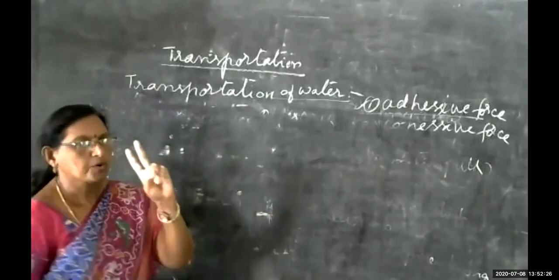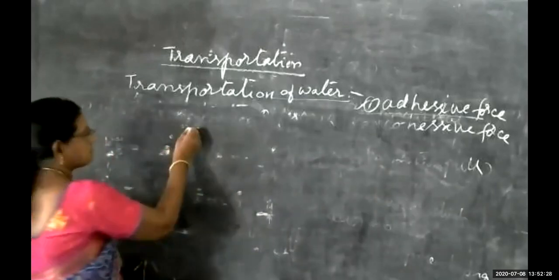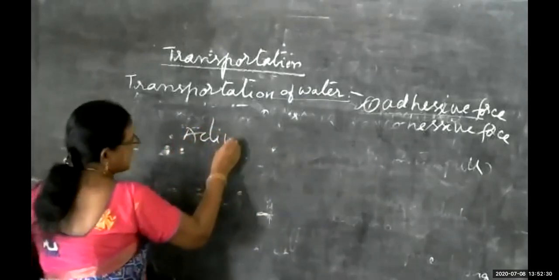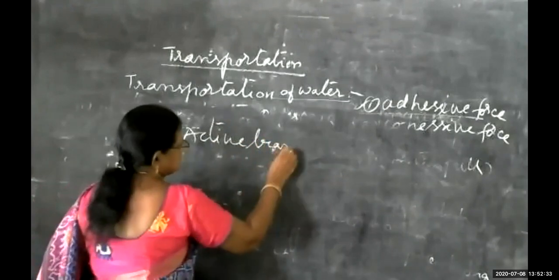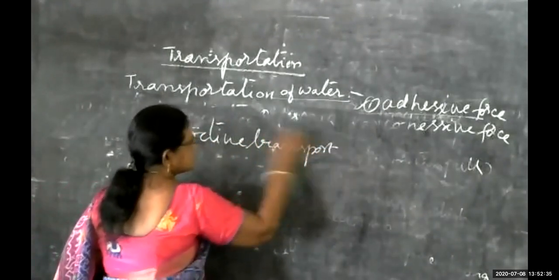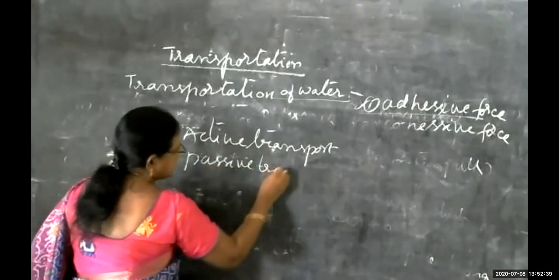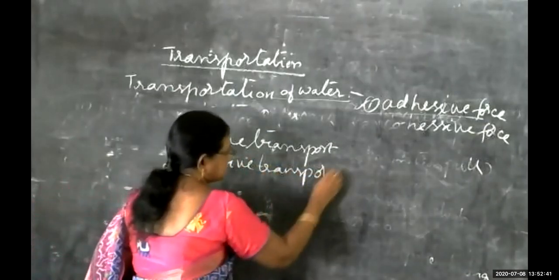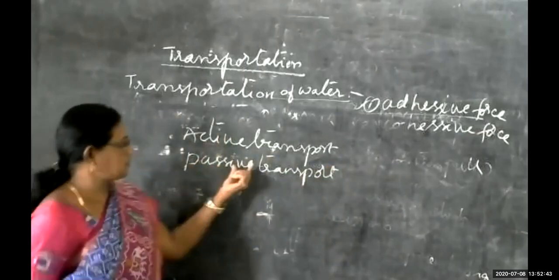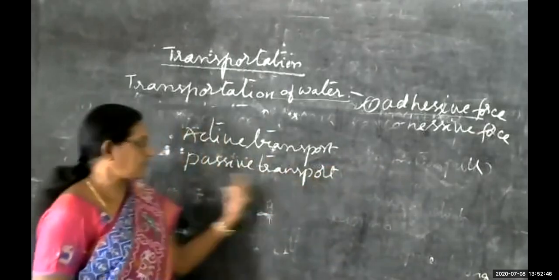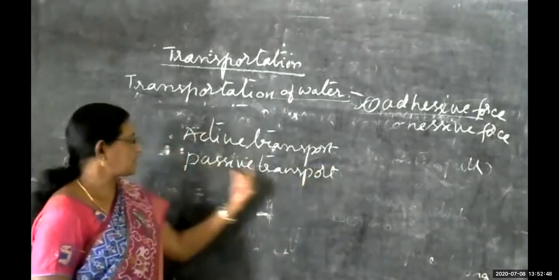Okay, there are two systems of transport, children. One is known as active transport. The other one is known as passive transport. Active transport and passive transport. So what is the difference between these two? In xylem vessels, when the water is moving, that is known as passive transport.